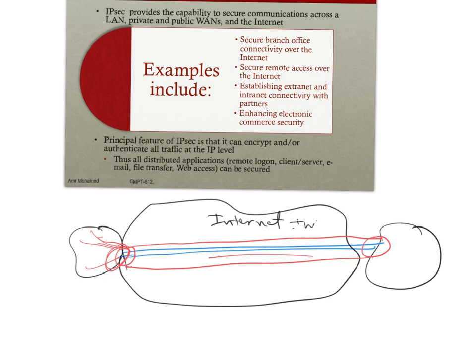So the principal feature of IPsec is that it can encrypt and or authenticate all traffic. So in that case, it can be traffic specific, not traffic agnostic here. Okay, so we can classify the different types of traffic and we can give different behavior to the different types of traffic. Thus, all distributed applications like remote login can be secured. Okay, and the main objective here is to try to secure the network infrastructure from any harm that can happen through these types of traffic. Okay, that's the main objective of IPsec.